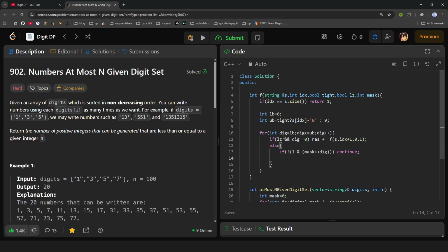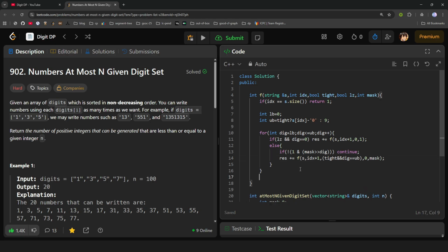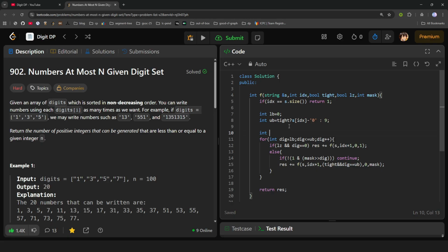But if it is not the case, then it means that this current digit is actually present in the digits array because it is turned on in the mask. And that's why we can definitely use it, right? So again I will call the same function. The idx value will get increased by 1, and the type value will depend like this, right? And we know that the leading 0 condition is broken now, so it will be 0, that is false, and the mask will remain as it is because it will not change. And finally we will return this result. So let me declare this result variable here too.